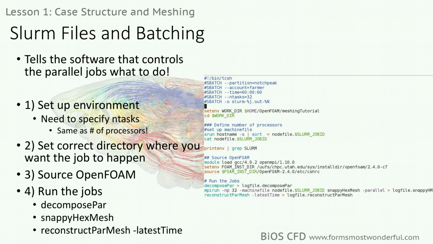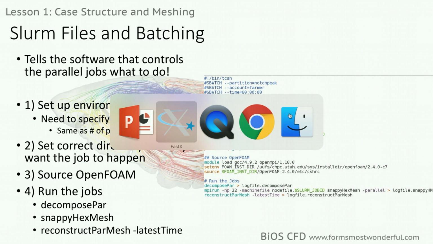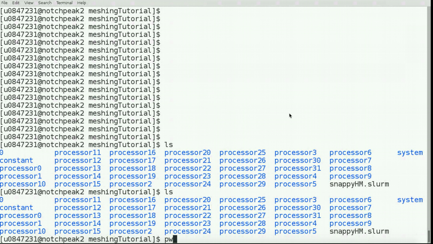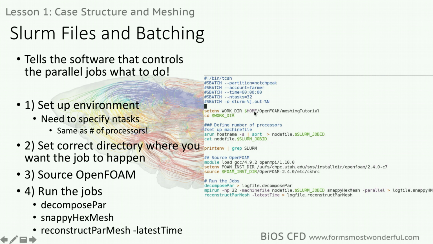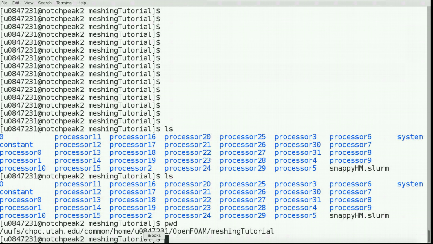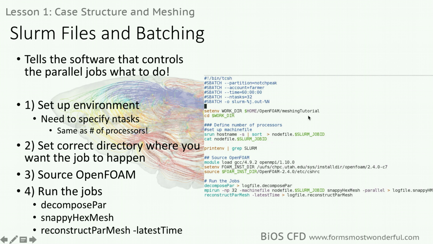You also need to set the correct directory where you want the job to happen. So here, set environment. We're going to set a working directory. For me, it's home and then OpenFOAM and then meshing tutorial. It's going to be something different for you depending on where you are. You can find out what your directory is by just doing a pwd, which stands for print working directory, and enter, and it'll tell you. So here I'm at home, then my unit OpenFOAM meshing tutorials. So here, this $HOME points you to your unit, and then after here is where you'd have to add that if you had something different.